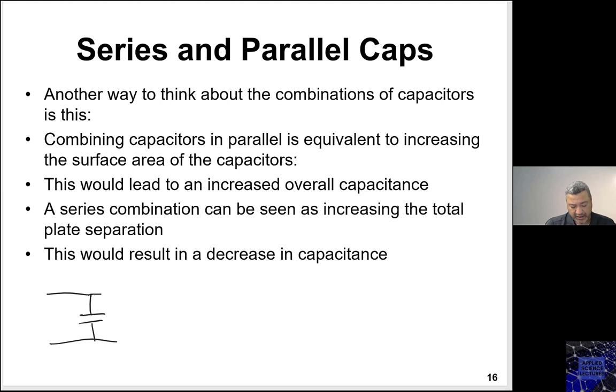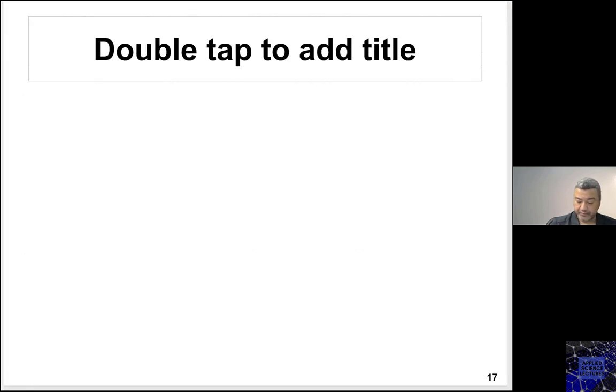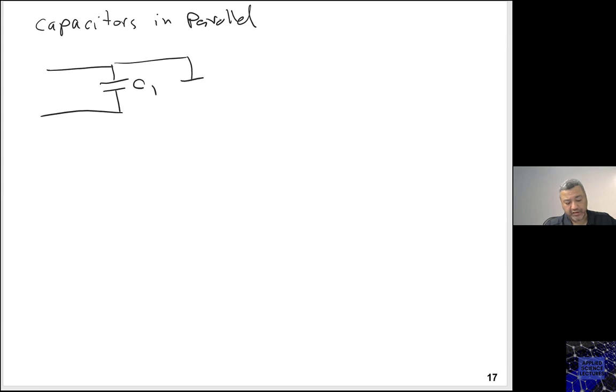So let me give you an example here. I have here C1 and C2 that are in parallel, right? So you can look at that as if you have a parallel plate. Let me go to a slide here, insert a slide. So capacitors in parallel. Here I have this circuit with C1 and C2, right? So you can look at this one as, and I'll draw it here for you.